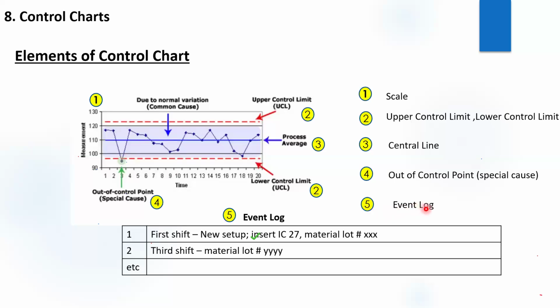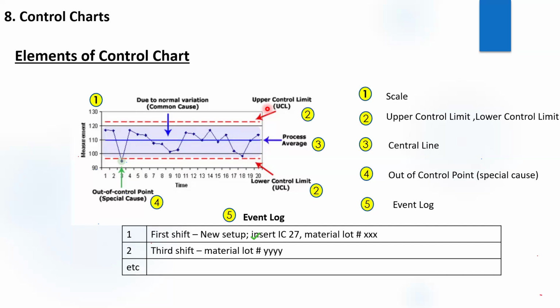And fifth is called the event log. What does event log mean? You need to keep the data. For example, in first shift, new setup, insert IC27 is changed, material is changed from this lot to this lot. And when there is a special cause, suppose part number 3 at 9 a.m., you can check what happened at 9 a.m.: whether the operator has changed, whether the coolant has changed, whether the raw material has changed. So you can predict that this process is out of control because one point is going away from the LCL or UCL. So this is how a control chart looks.